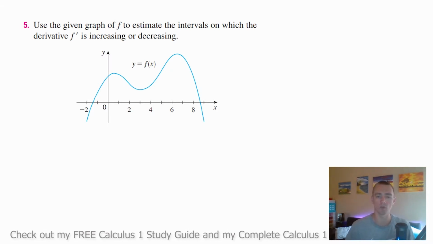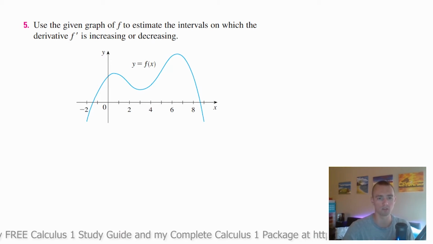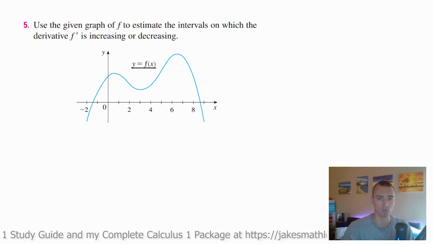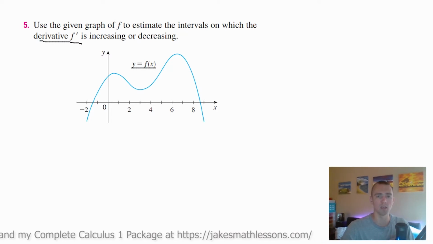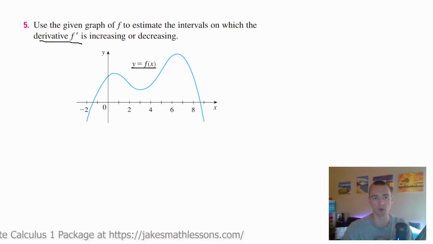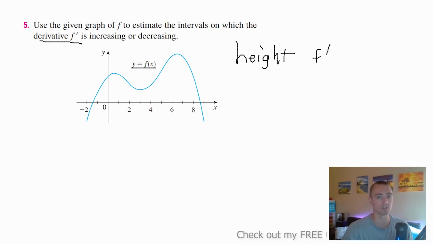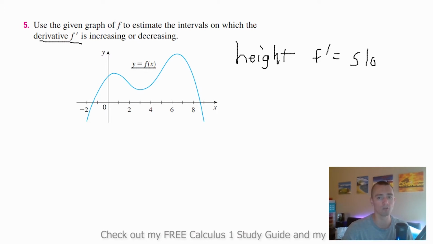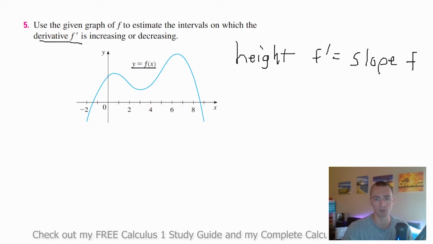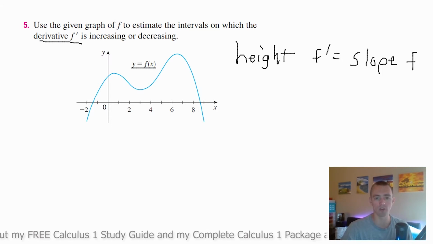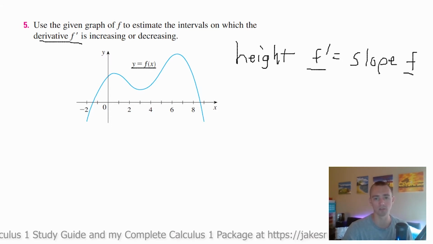So in this case, we're given this graph of f of x. F prime, or the derivative of f, is going to be based on the slope of f itself. In other words, if we want to figure out the height, or the y value, of f prime at any given x value, that would be equal to the slope of f at that x value. To figure out the y value of f prime, we would just look at the slope of f.